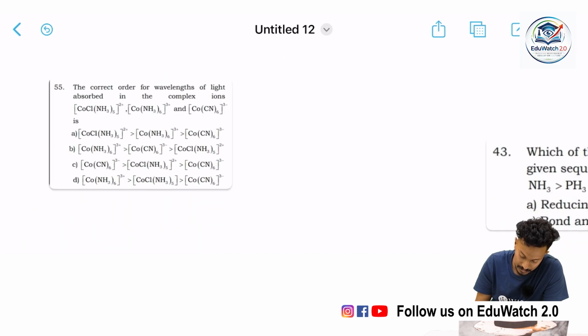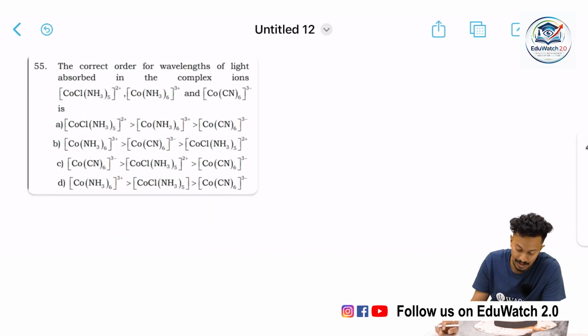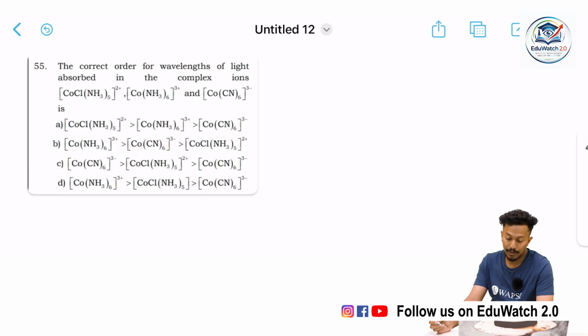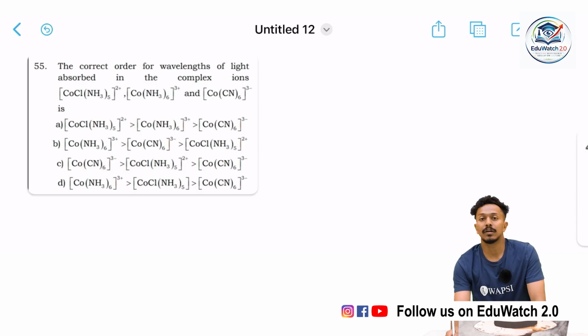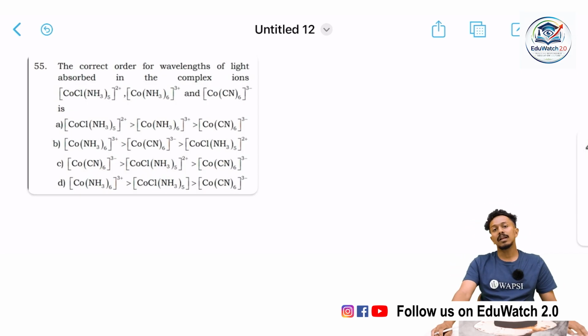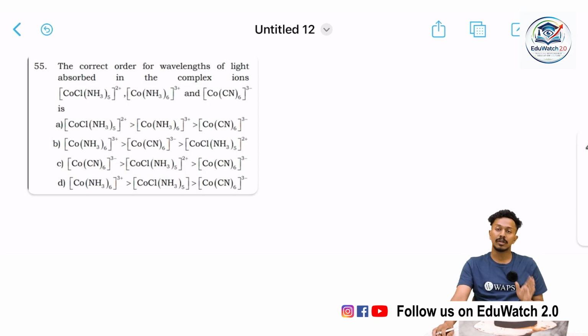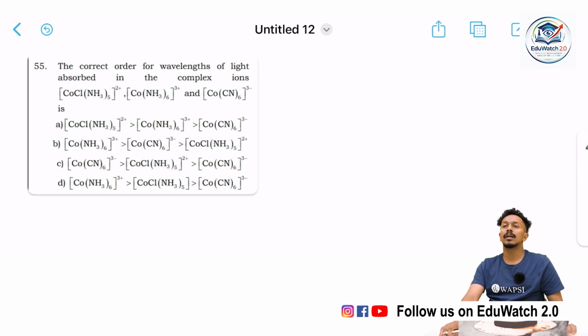Okay, the correct order of wavelengths of light absorbed in the complex ion. That's what our question is. The compounds are the chloro pentaammine cobalt, hexaammine cobalt and hexacyano cobalt. We have to find out the order of their wavelengths of light absorbed. The wavelength of the light absorbed is inversely proportional to the strength of the ligand. We always know that. The stronger the ligand, the lesser the absorption of light.